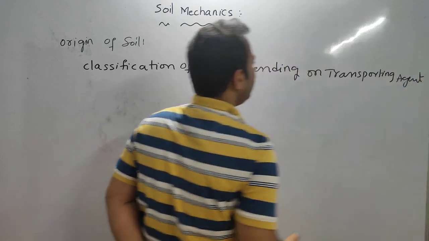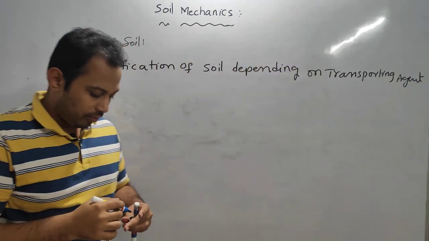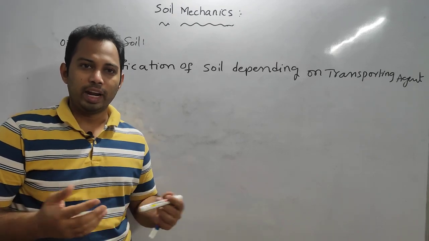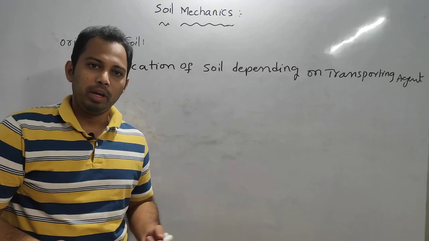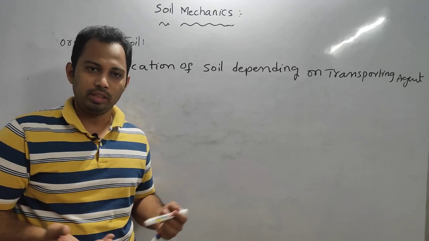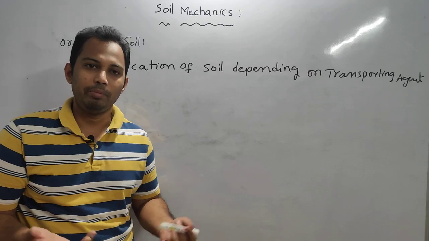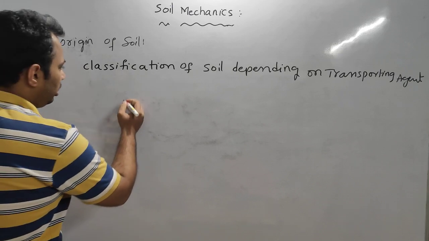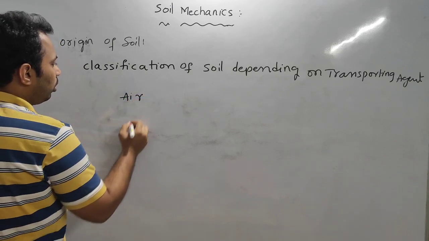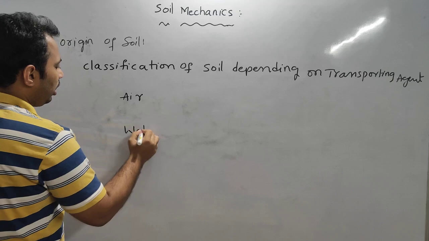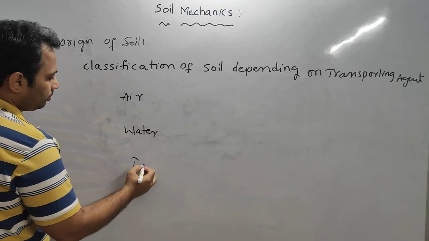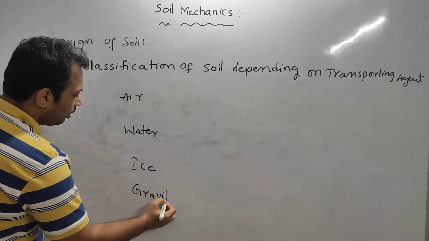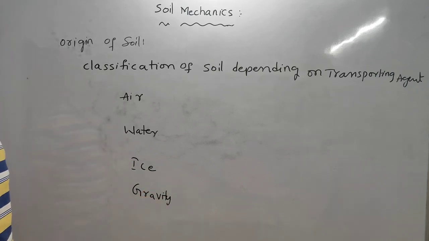Generally, for the transporting agent, for example, if you are traveling by bus, you are a passenger of the road transport system. If you are traveling by flight, then you are an air passenger. If you are traveling by train, you are a train passenger. Similarly, here also there are basically three modes of transportation: air, water, ice and gravity. So these are the different transporting agents.